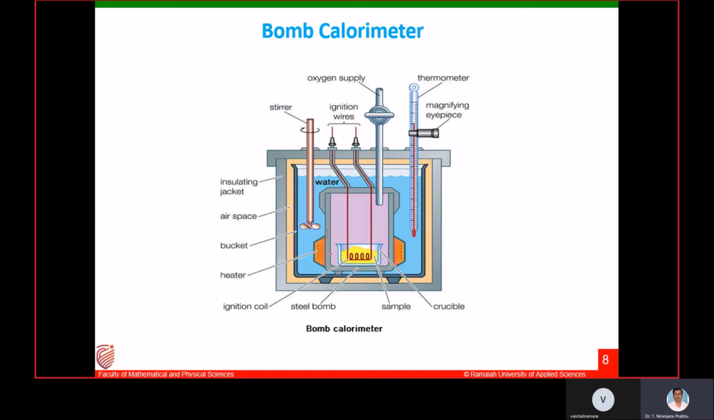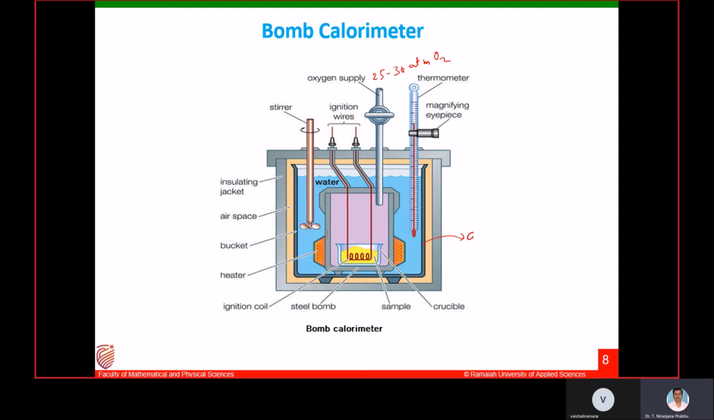This is just dropped inside the stainless steel bomb with magnesium wires connected to a DC power supply. To ignite, we need a DC power supply, and for that, magnesium wires are used. Then, using this oxygen inlet, 25 to 30 atmospheres of oxygen is supplied, and then the valve is closed. The steel bomb has an airtight lid, so a sufficient amount of oxygen is supplied into it. Now this whole setup, the steel bomb, is dropped into the bomb calorimeter containing a known mass of water.